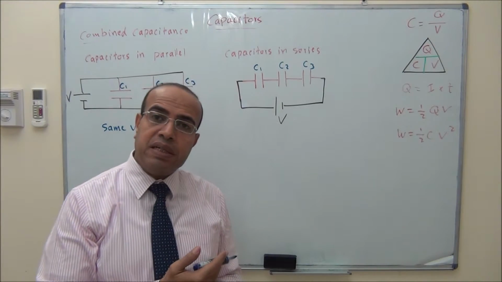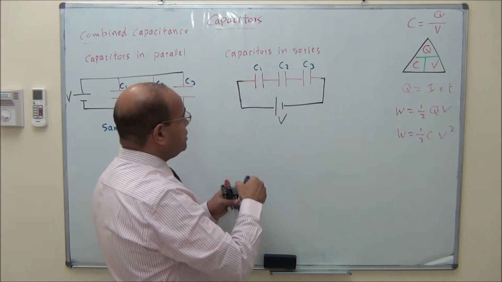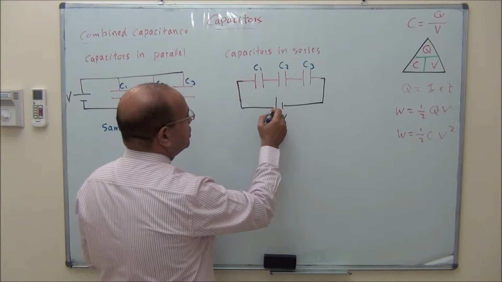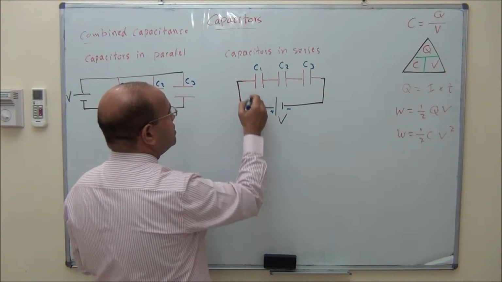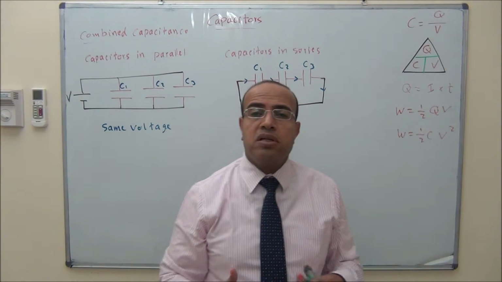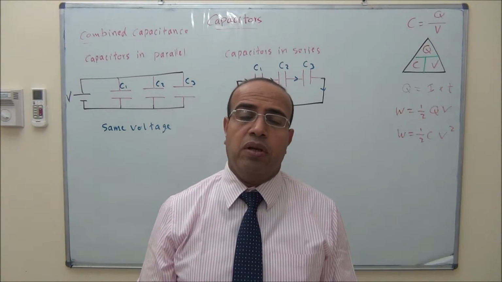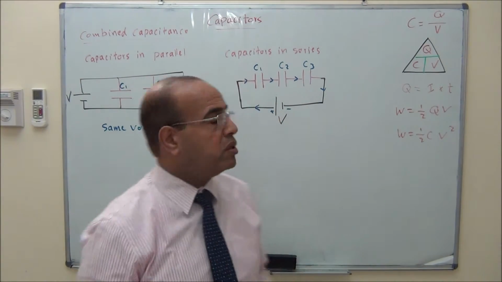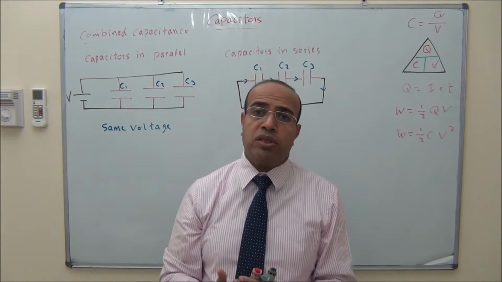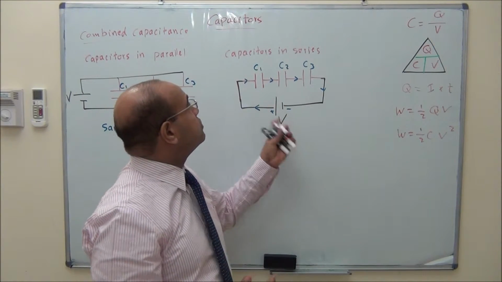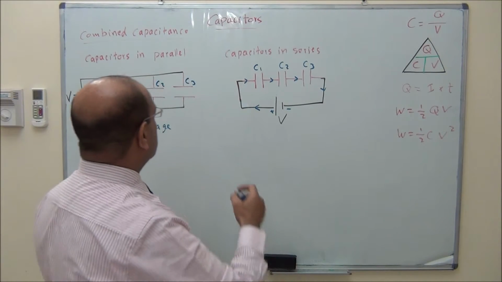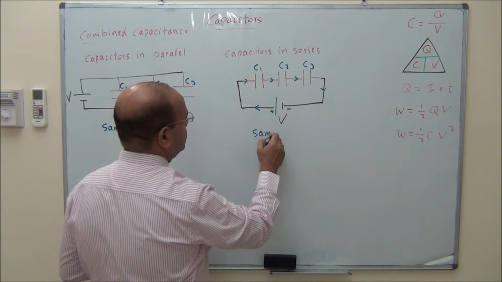What about in series? The current in series is the same. At the same moment, the current and the charge are the same. Because it is the same current and Q equals IT, at the same moment the current and charge are the same. So, in case of capacitors in series, the charge is the same.